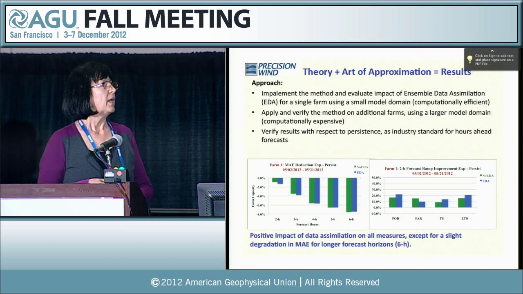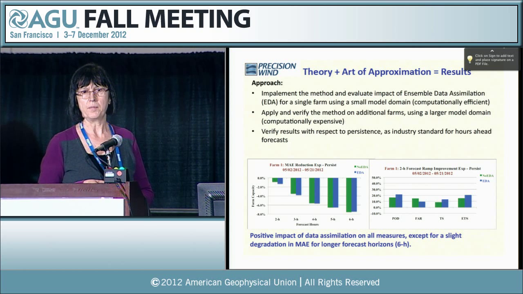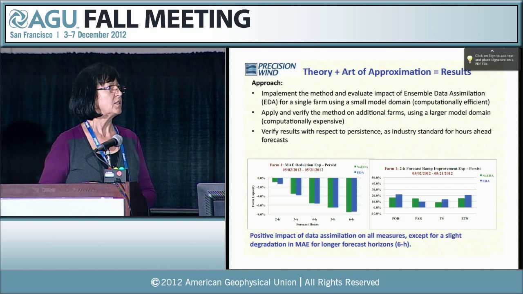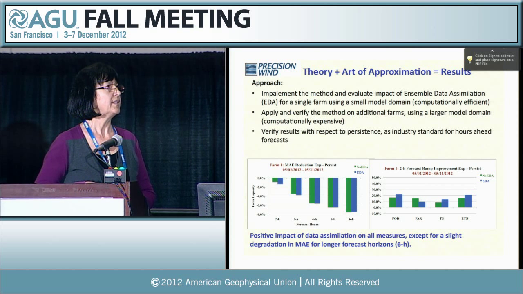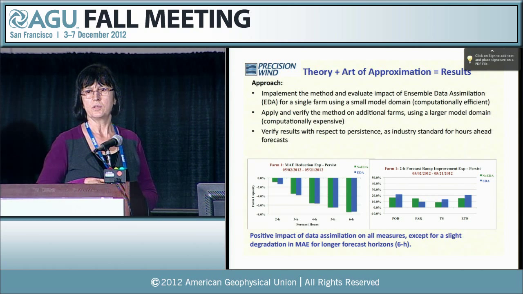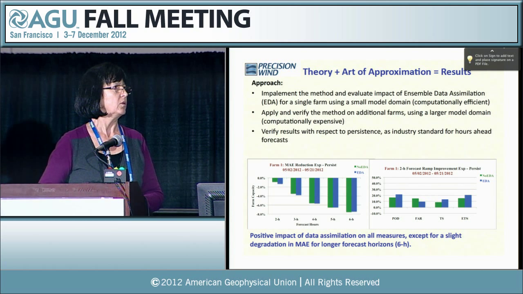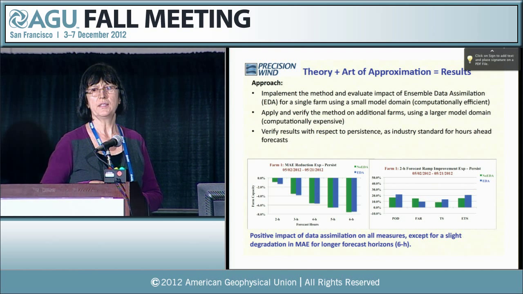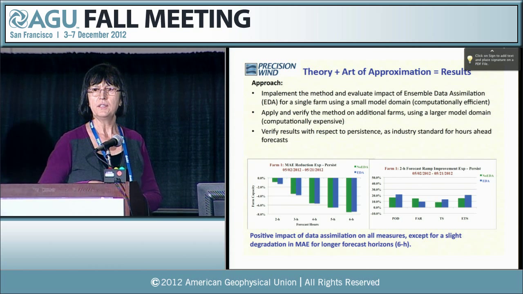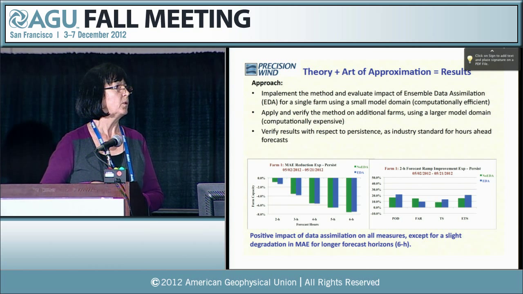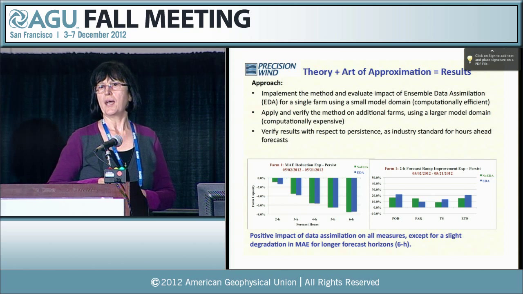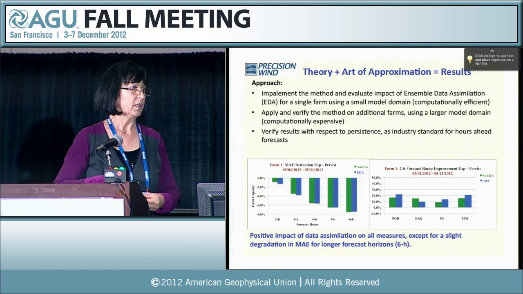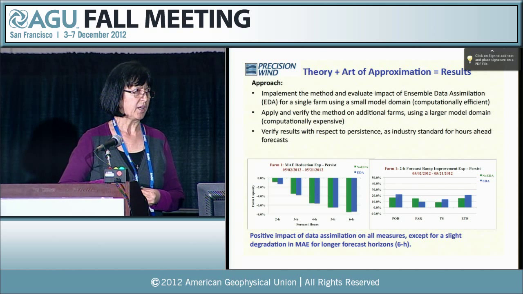And we did it for 2 farms. First, farm number 1, we have plots on the left-hand side. This is mean absolute error reduction over a period of 6 hours due to the experiment. Without EDA is green, and with EDA it's blue. And you would like to see error reduction. That means you would like to see error bars going in the negative direction and being larger.